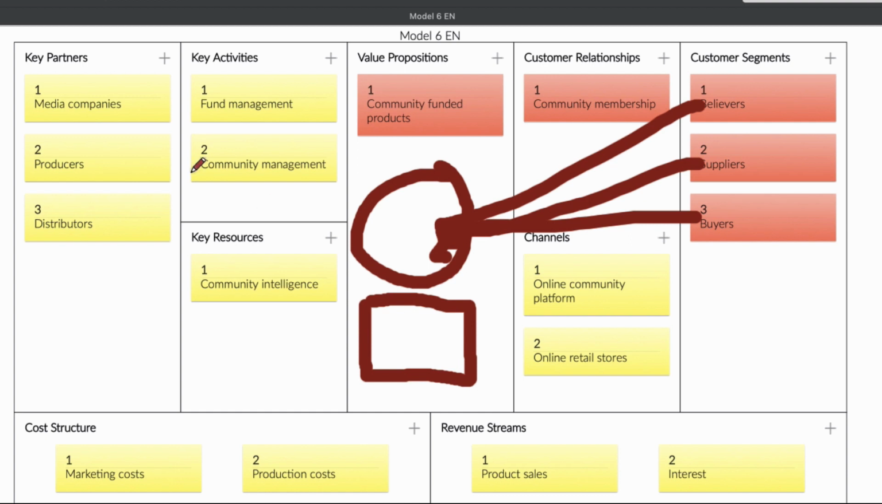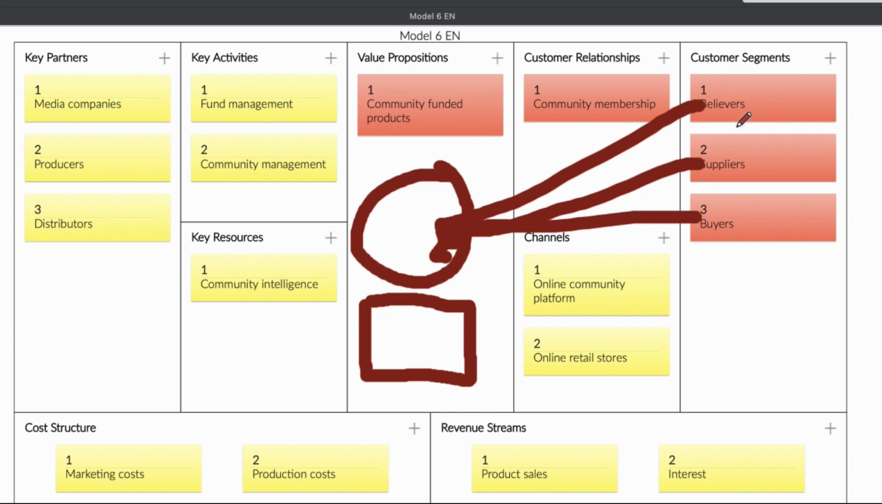It's that simple. Who do you need to work together with? You need to work together with media companies, producers, and distributors. They provide information you can put on your community. Producers provide the products. Distributors provide services to deliver the product. So these are your key partners. It's that simple. When you look at this business model, you need to ask yourself: how does this work?